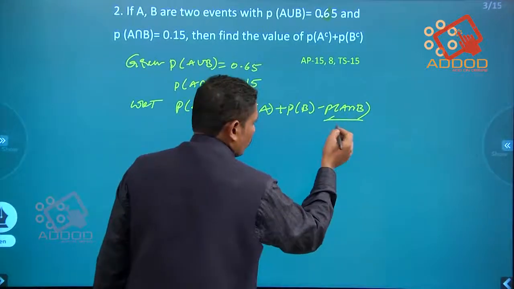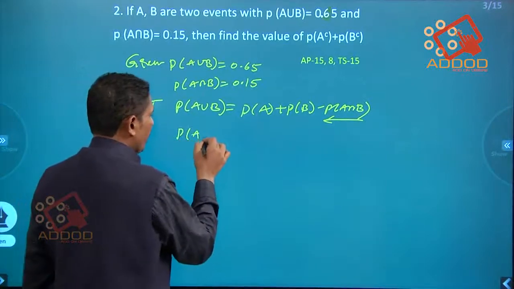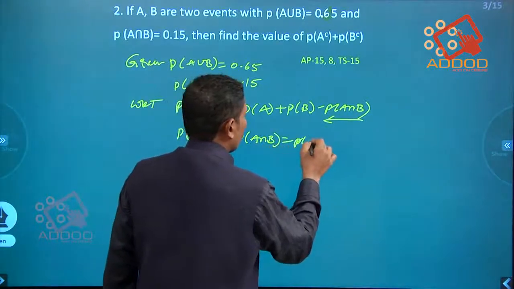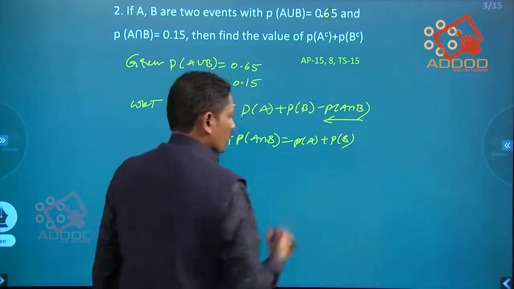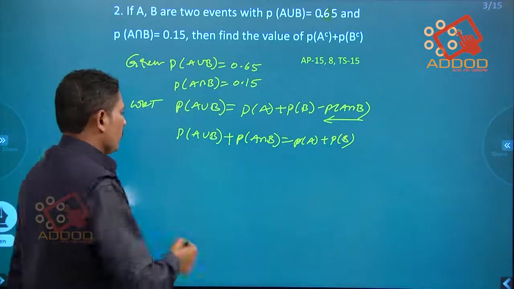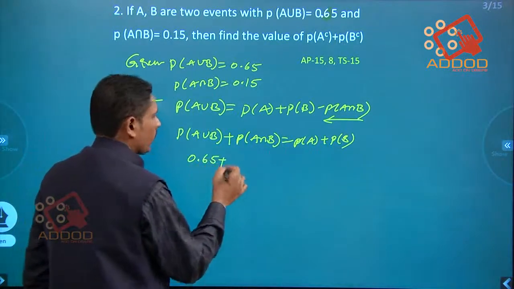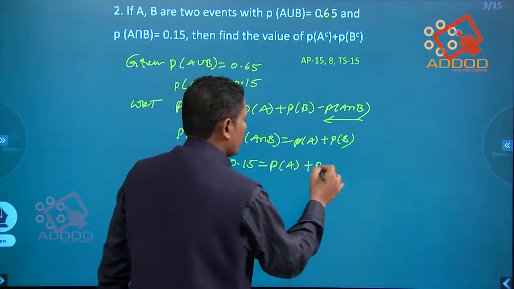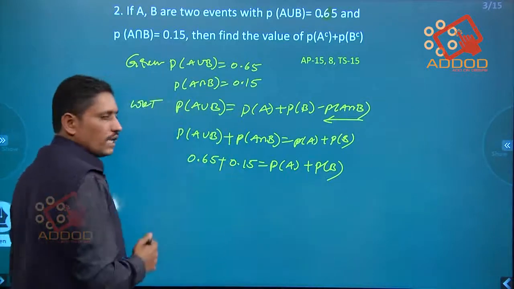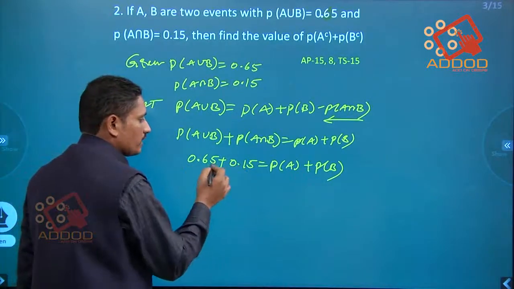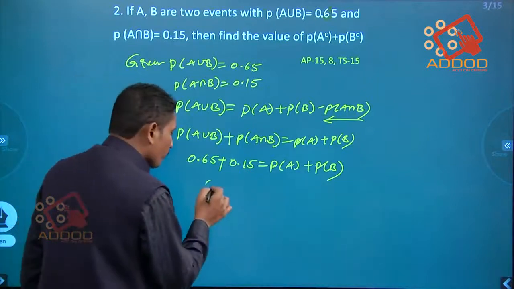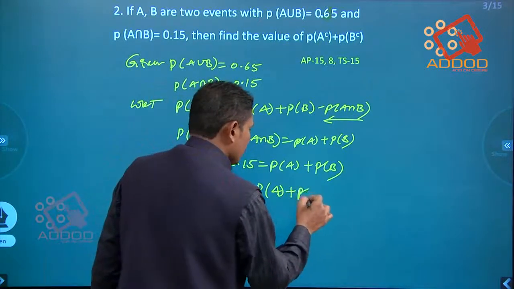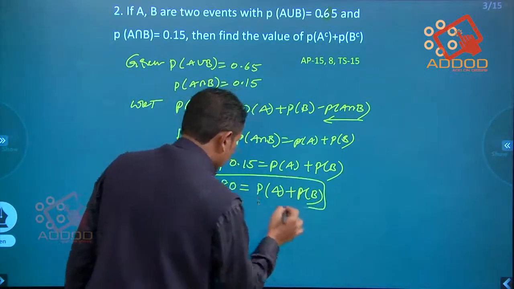So P of A intersection B moves to the left side. P of A union B plus P of A intersection B is equal to P of A plus P of B. In the question these two values are given. Now we can substitute 0.65 plus 0.15 is equal to P of A plus P of B. Both values are added: 0.65 and 0.15 give 0.80, nothing but P of A plus P of B. Up to here the value can be found.